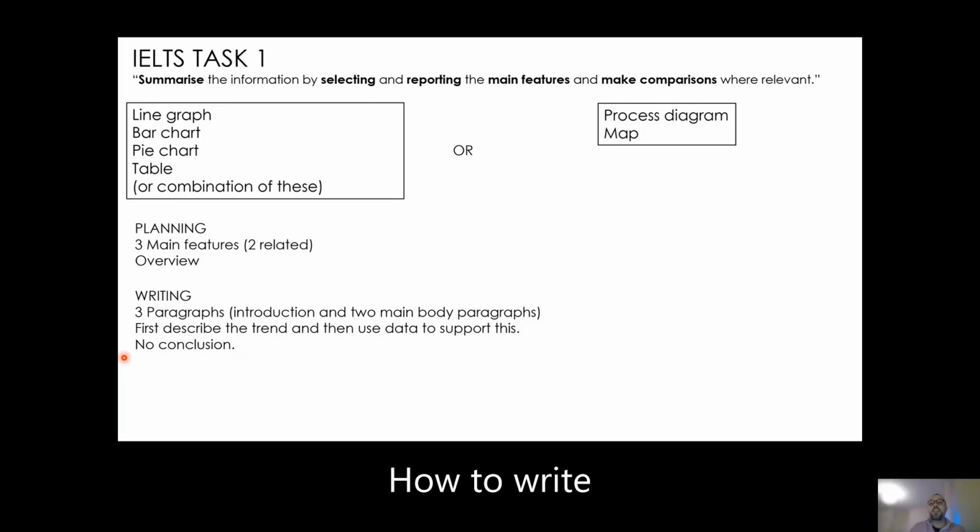Final thing to say, in this demonstration and in all the demonstrations you see in these videos, I'm not going to write a conclusion. That's because you do not need a conclusion for IELTS Task 1 writing. You do need an overview, and sometimes people like to put their overview at the end because it gives a nice feeling of summarizing or finishing up. And that's absolutely fine if you want to do that, but you don't have to.